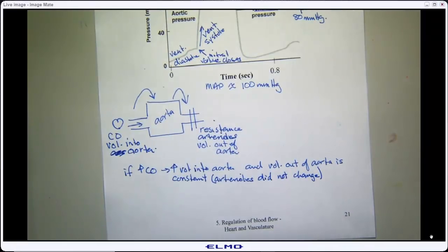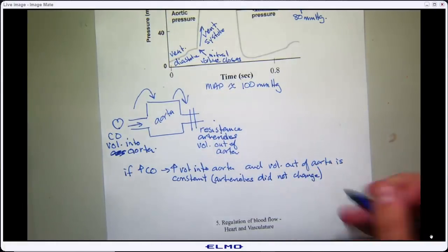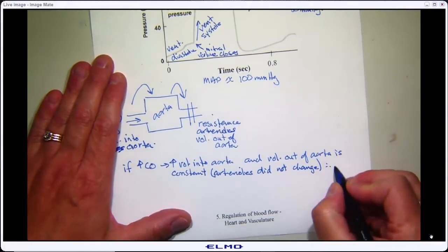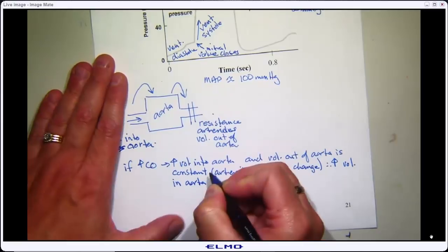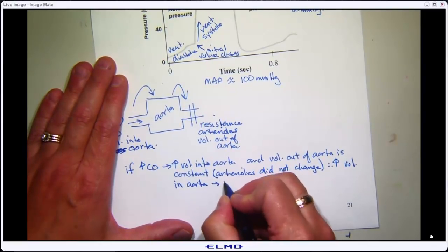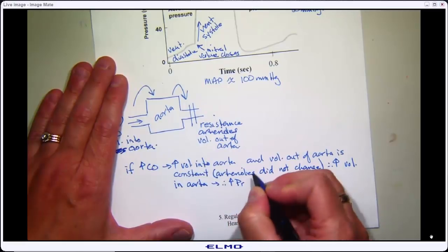Then volume in the aorta has to have gone up. Volume into went up. Volume out of stayed constant. So volume in had to be higher. Okay? If volume in is higher, pressure in is higher. Pressure in the aorta is higher, that's an increase in mean arterial pressure. Okay? Let's write that down. Arterioles did not change. Okay. Therefore, we're going to increase volume in the aorta. Okay? Which is going to result in an increase in pressure in the aorta.